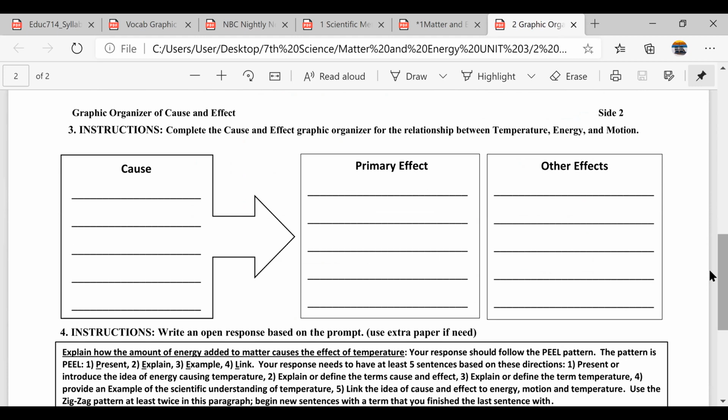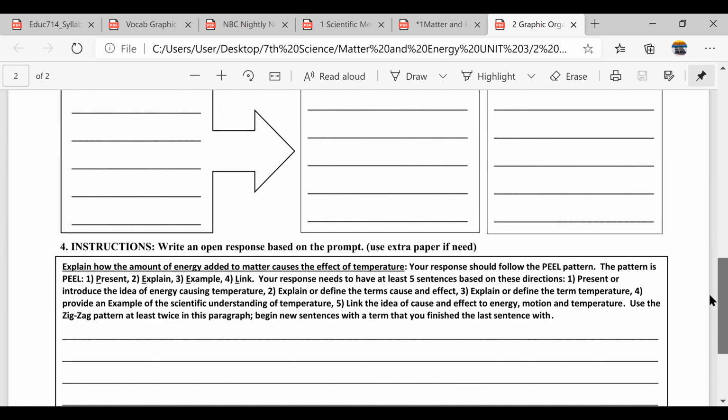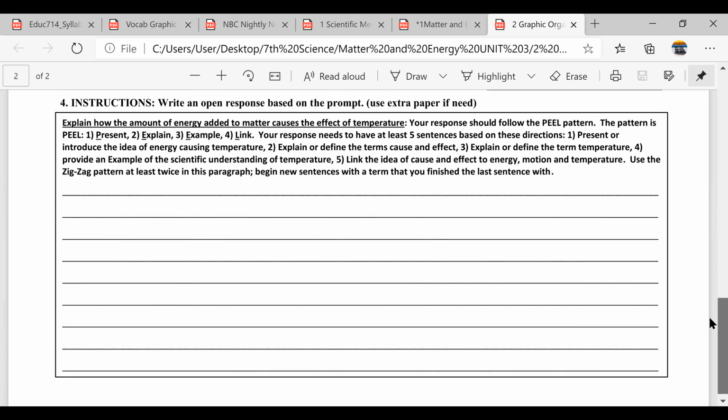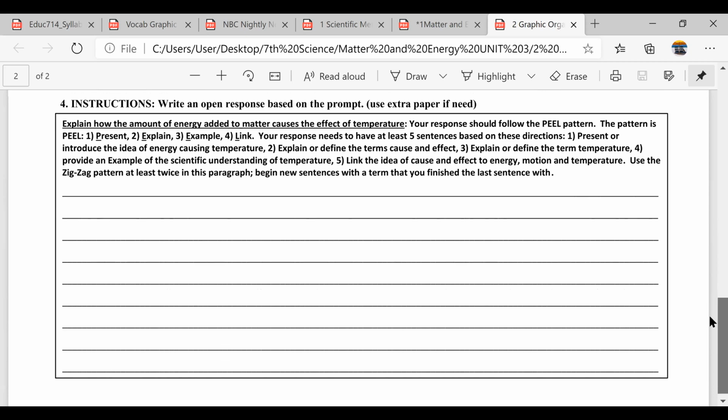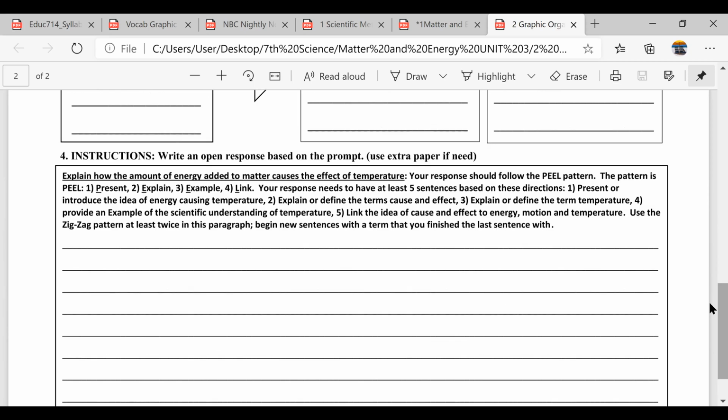Well, ultimately, it's an increase or a decrease in energy, which causes the effect of motion, increased or decreased motion, which causes the effect of hot and cold or temperature. And once again, we're going to use the PEEL pattern to explain how the cause and effect of increasing and decreasing energy causes an increase and a decrease in temperature. And that is how examples of how I teach academic language while I teach content.